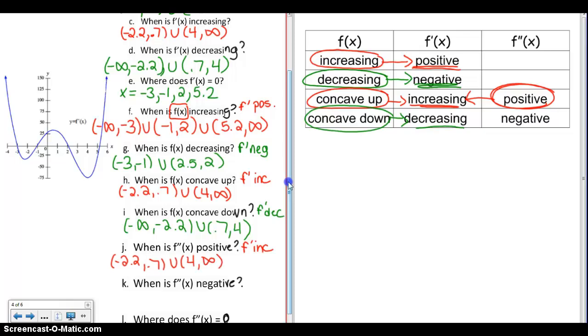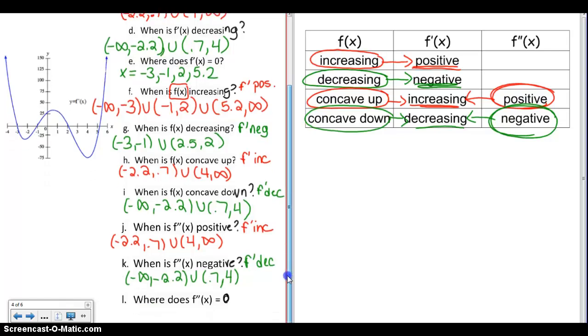Okay, where is the second derivative negative? So second derivative negative, we have to look at the first derivative graph. So we're looking where was the first derivative decreasing. And we answered that in part D. That was negative infinity to negative 2.2 and 0.7 to 4.